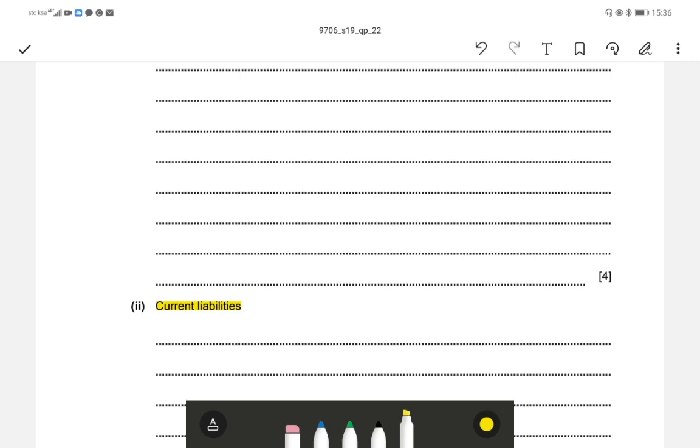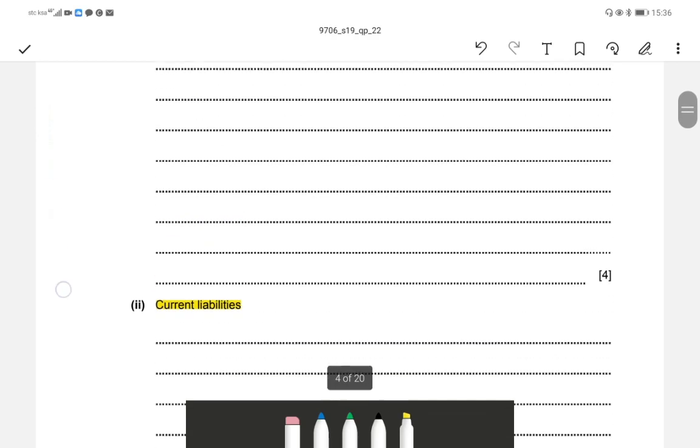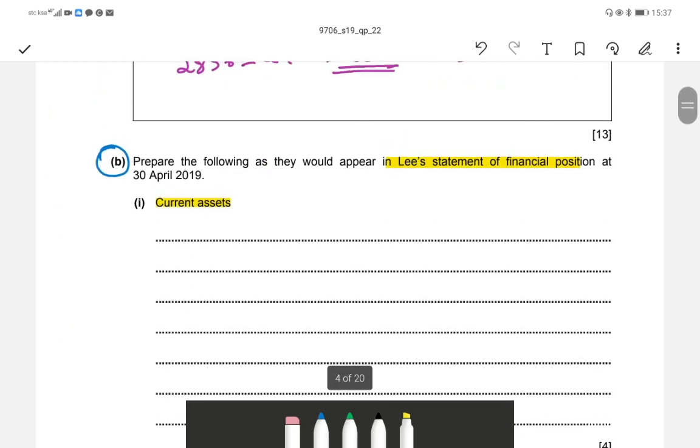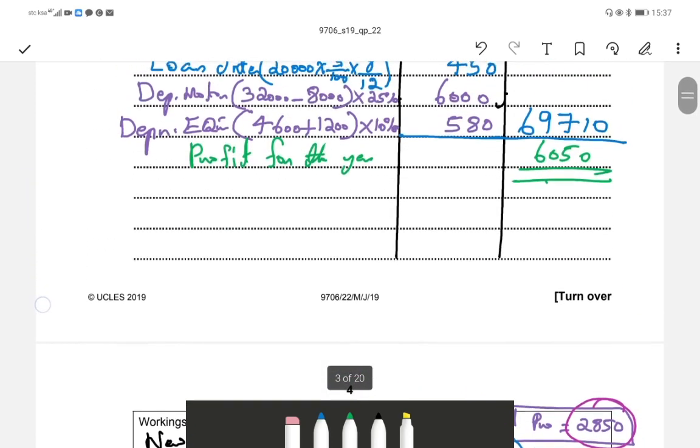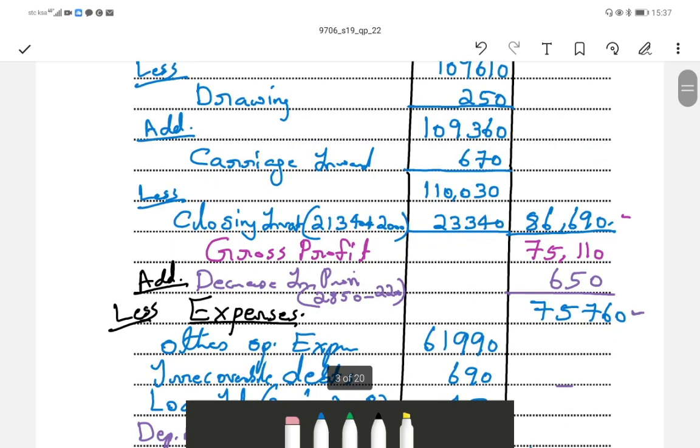Next, current asset and current liability. What is the current asset and current liability? Current asset means what all are the current assets? Bank, cash, inventory, trade receivables. But in this question we don't have bank and cash, right? But we have inventory, we have trade receivables, bad debt, provision for doubtful debts, right?